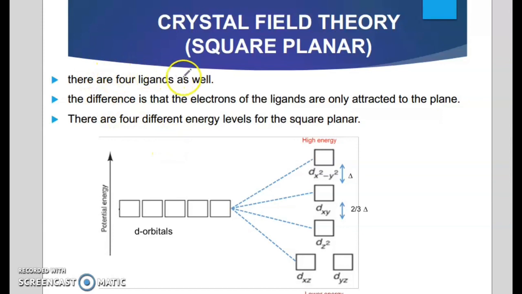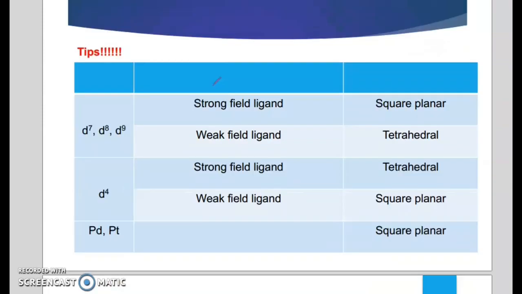There are 4 ligands as well. The difference is that the electrons of the ligand are only attracted to the plane. There are 4 different energy levels for the square planar. So this is the high energy and this is the lower energy. 1, 1, 1, 2. This is the tips of the crystal field theory.